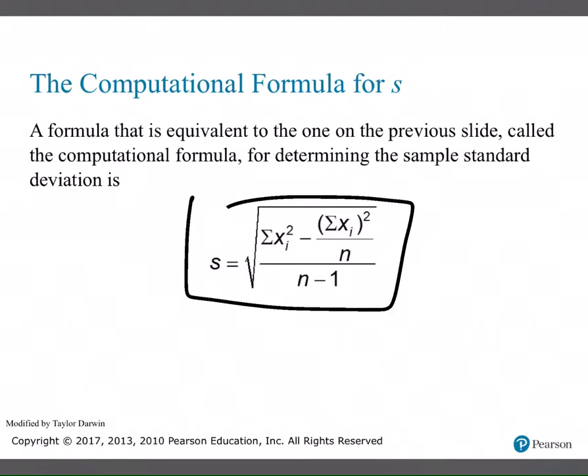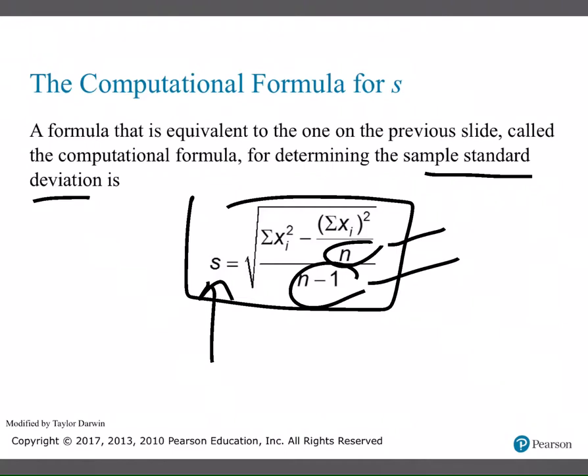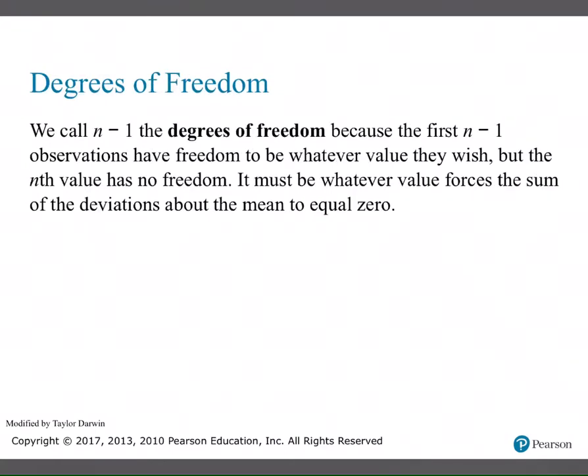It looks very similar to what we just did, except S equals, because it's sample standard deviation. And instead of big N, you're using little n divided by little n minus 1. The reason we are doing little n minus 1, first off, it's called degrees of freedom. And you'll learn more about that later on. But the first n minus 1 observations have freedom to do whatever they want. But the nth value has no freedom. It must be whatever value forces the sum of the deviations about the mean to equal 0.